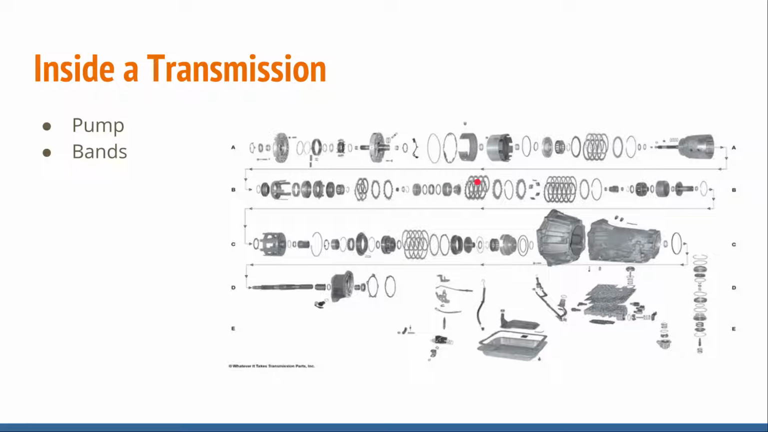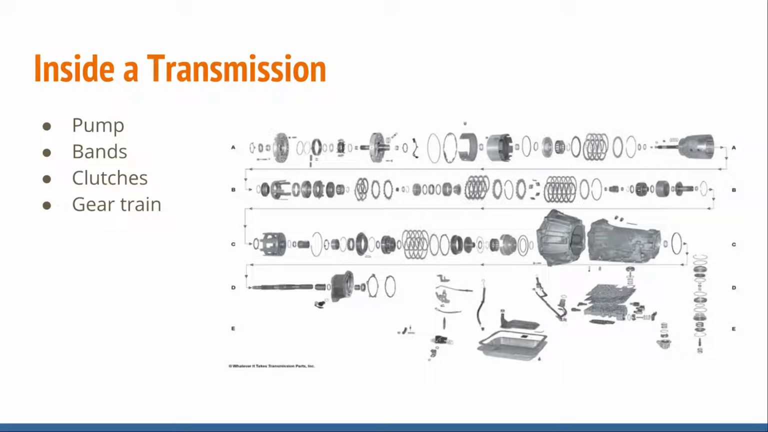Bands, not every transmission uses bands, but that right there is a band, or called a brake band. When it applies, it stops that drum from rotating. Clutches, clutch sets. There's lots of clutches in a transmission. Friction, steel, friction, steel, friction, steel. They engage and disengage the clutch.